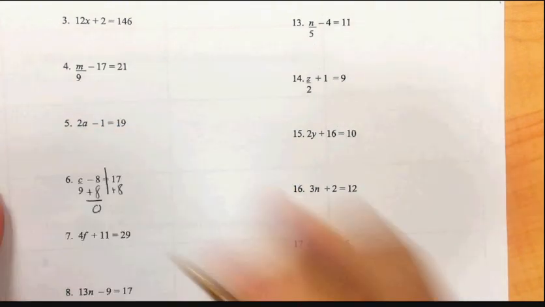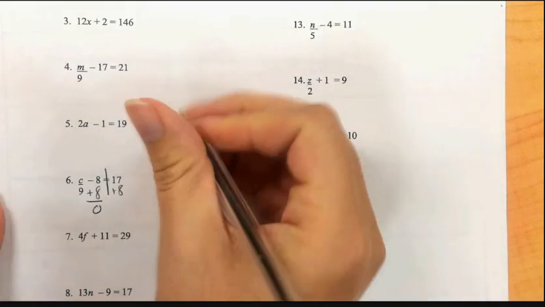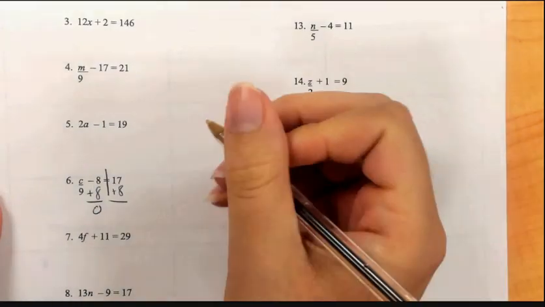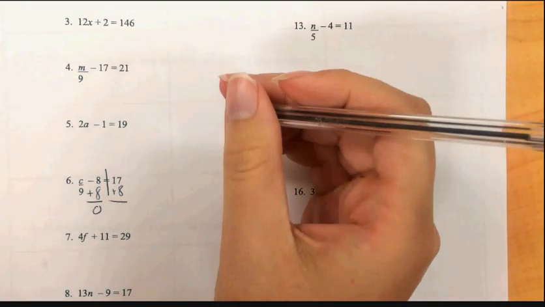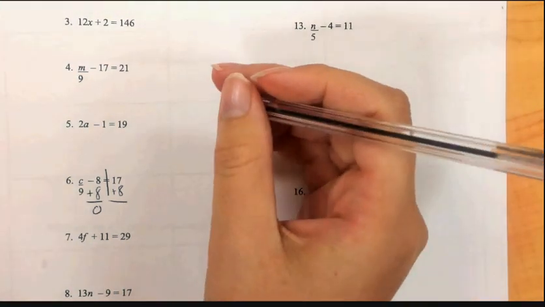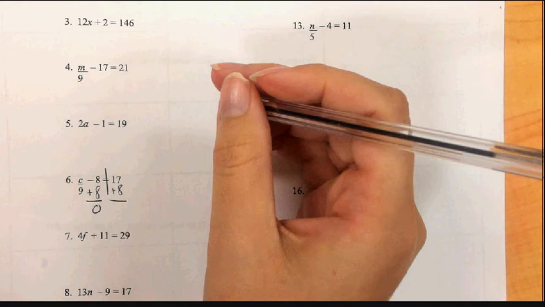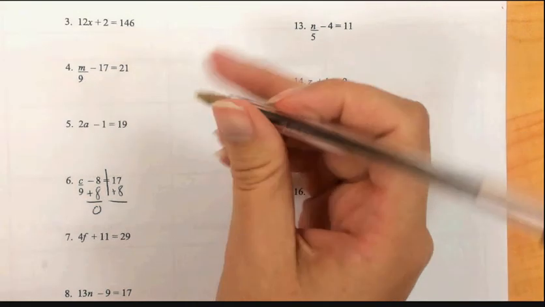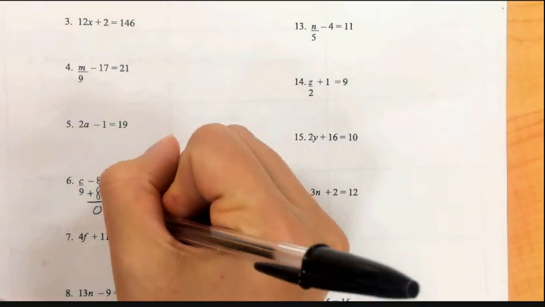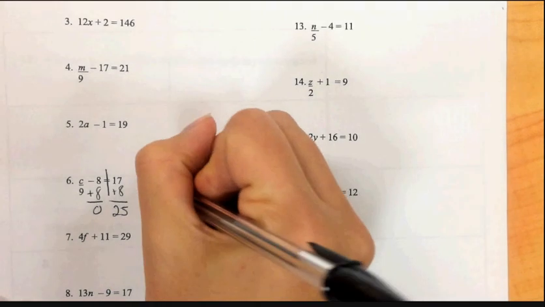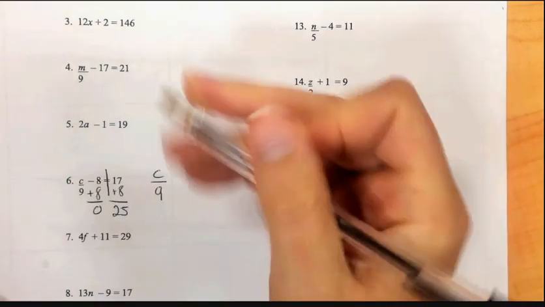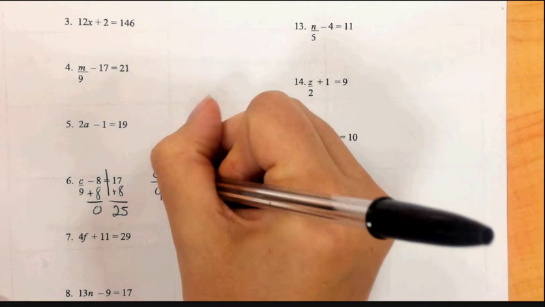This becomes 0. And then 17 plus 8 would be 25. So over here I'm left with c divided by 9. I got rid of this term, equals 25.